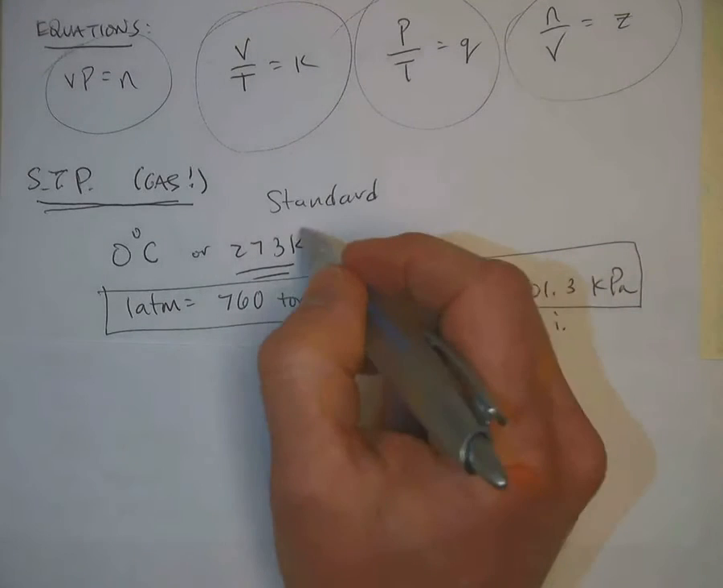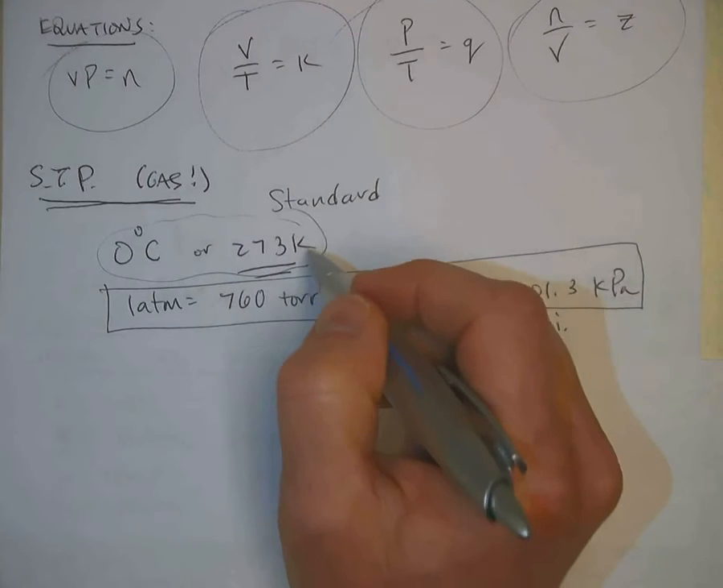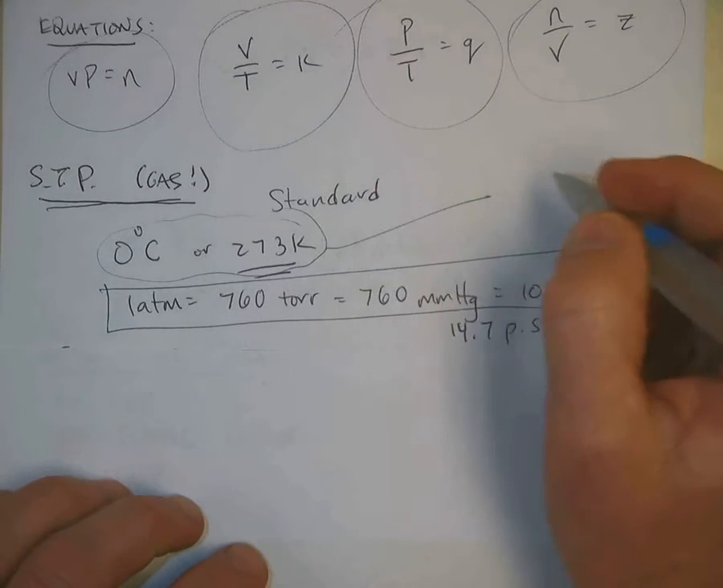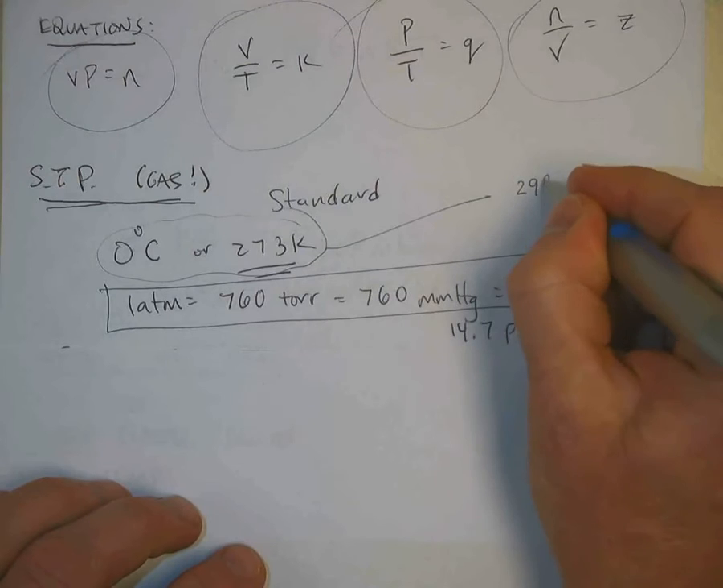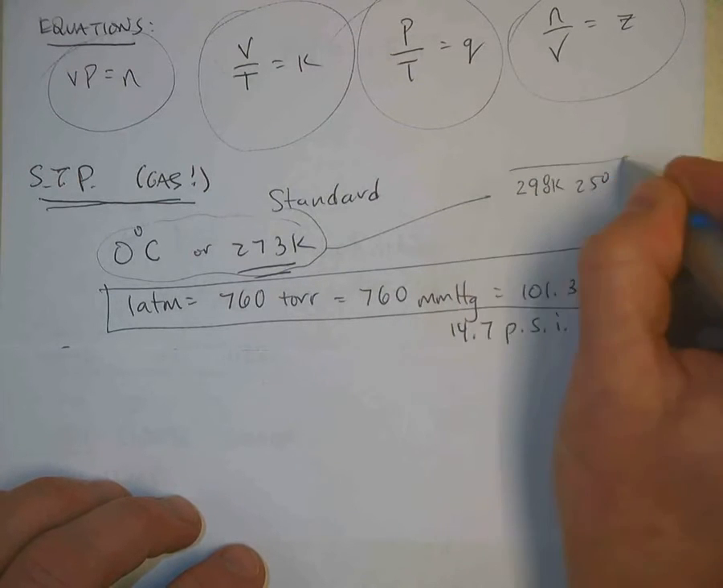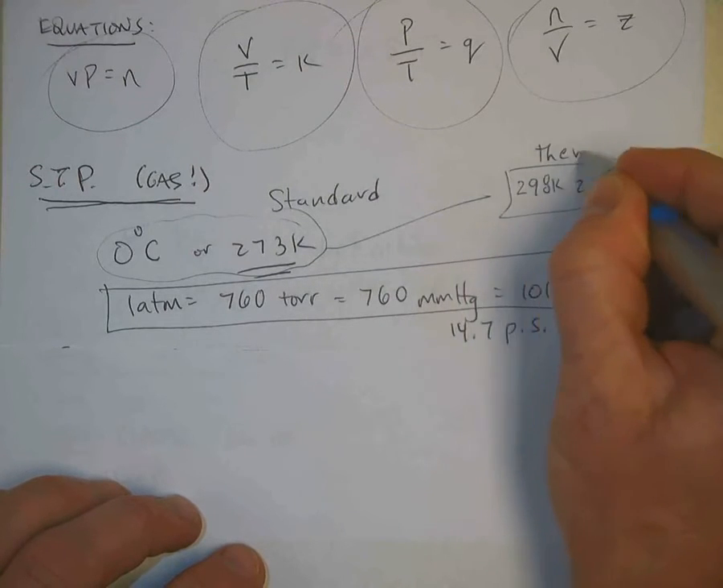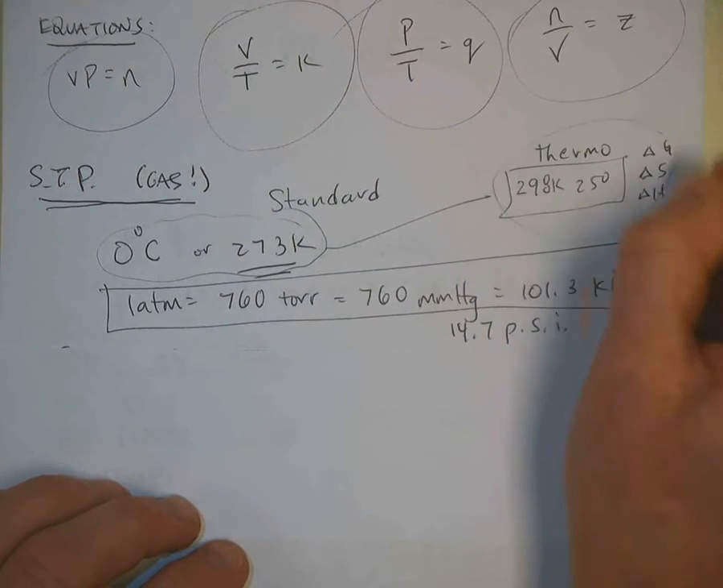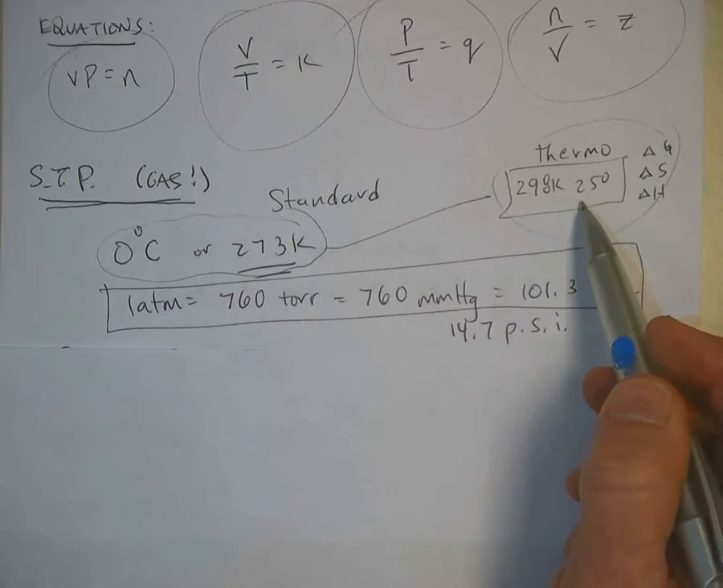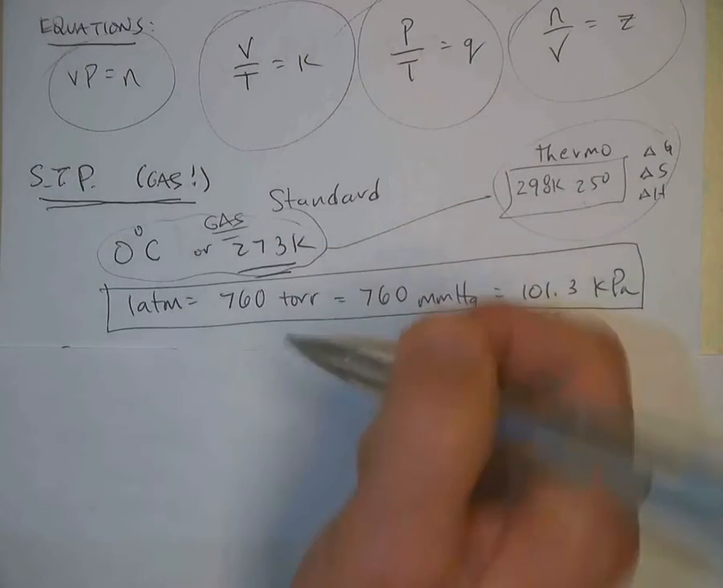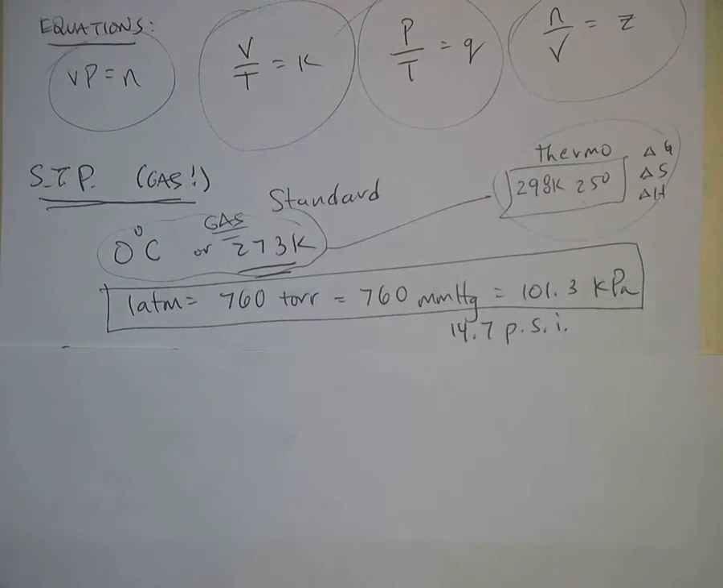You'll notice that the standard temperature for gases is different from the standard temperature used in thermodynamics. As a matter of fact, I may as well talk about that now. In thermodynamics, it's assumed that you're at 25 degrees Celsius or 298 K. So when you're talking about delta G, delta S, or delta H, these are the standard temperature conditions. But in gases, the standard conditions are 273 K or 0 degrees Celsius, something to keep separate in your mind.